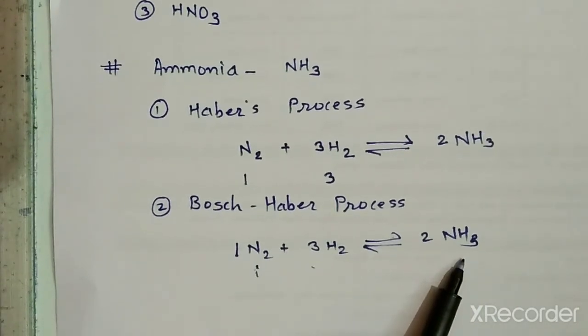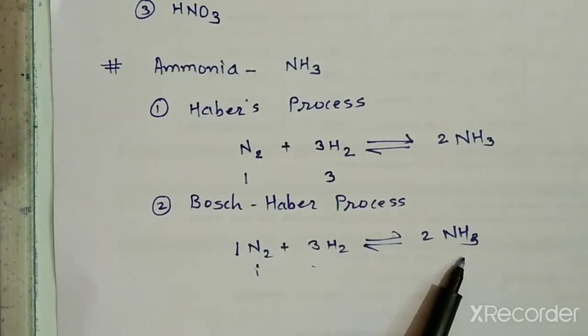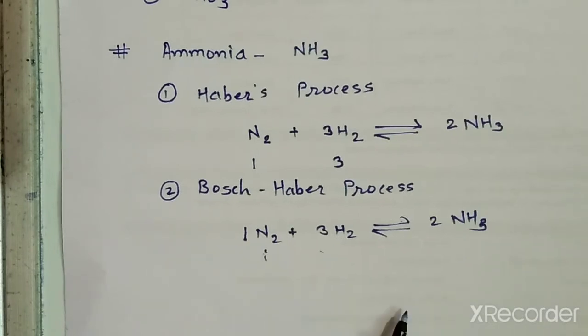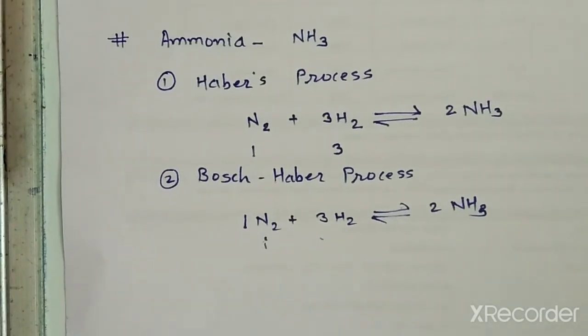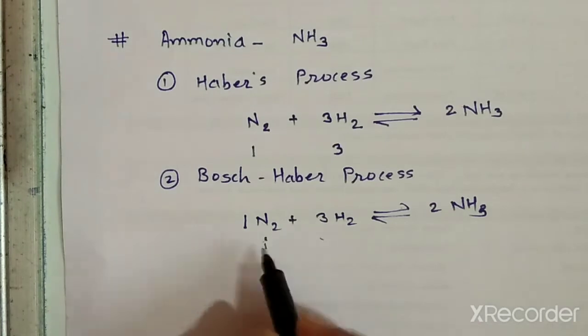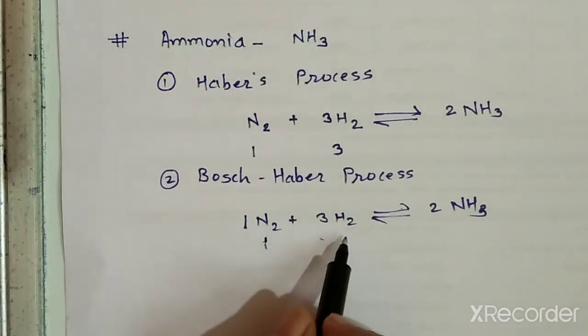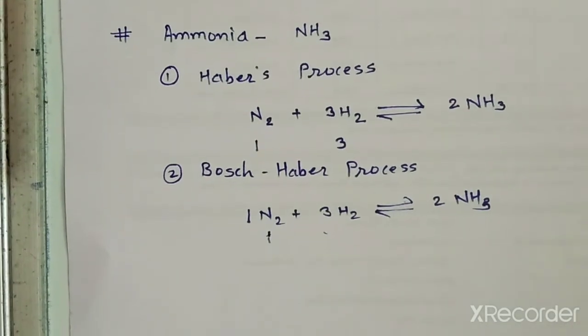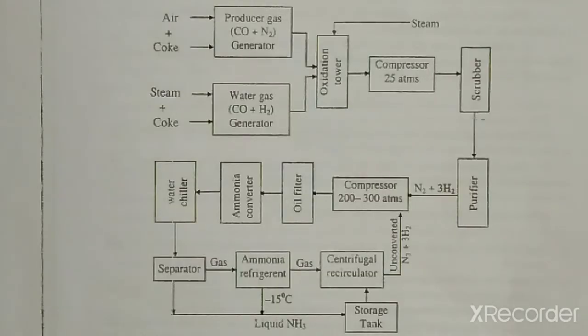Next we are going to discuss the flow sheet diagram, and which raw materials are required for the preparation of ammonia. We require a nitrogen source as well as a hydrogen source. First we will discuss the flow sheet diagram, and then we will see it in detail. This is the actual flow sheet diagram for the manufacturing of ammonia by the modified Bosch-Haber process.